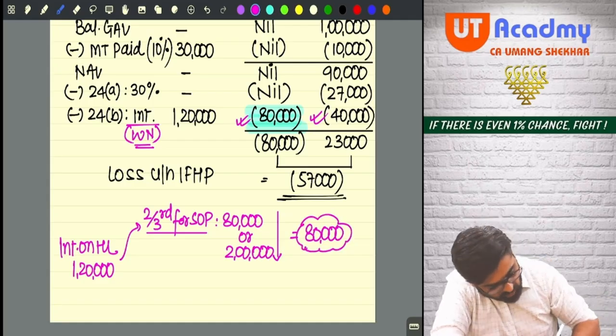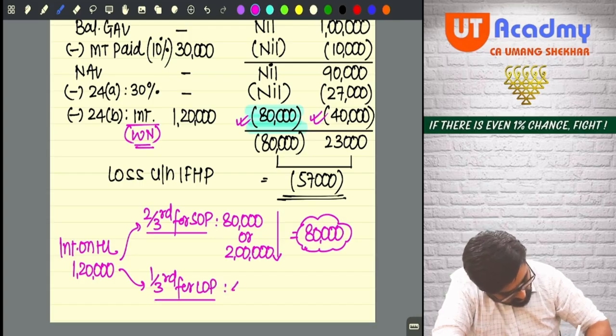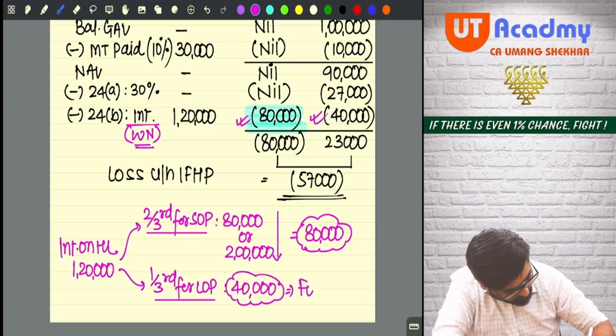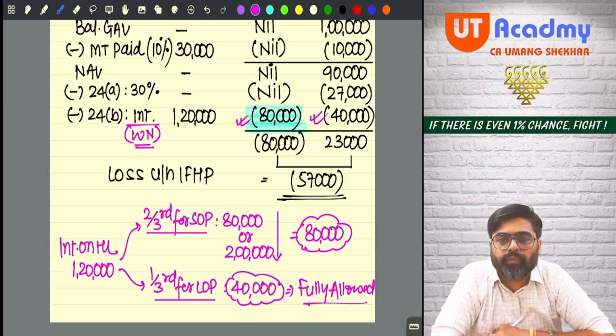Okay. And out of this 1,20,000, 1/3 is for let out portion, and that amounts to 40,000. And this 40,000 is fully allowed, and that is why I have written 40,000 over here. Done? Easy, no? Sure? Made easy. Say thank you.